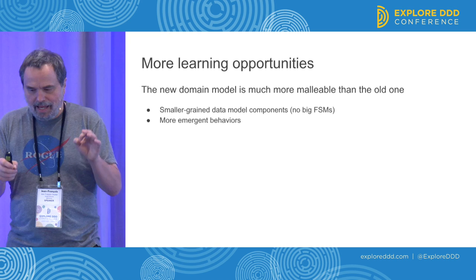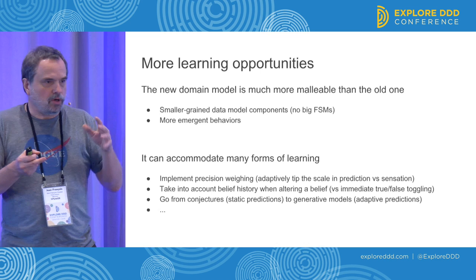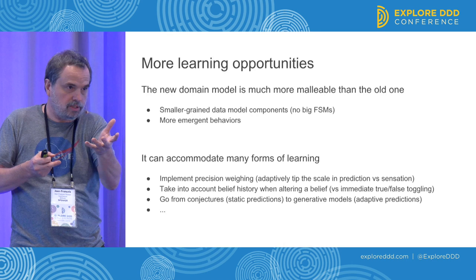And then other forms of learning are possible. I haven't done anything with playing with precision weighting. My beliefs are just like, you're true, you're false. You're contradicted, you're false. It's true again, boom, you're true. What about if I introduce some skepticism into the robot?